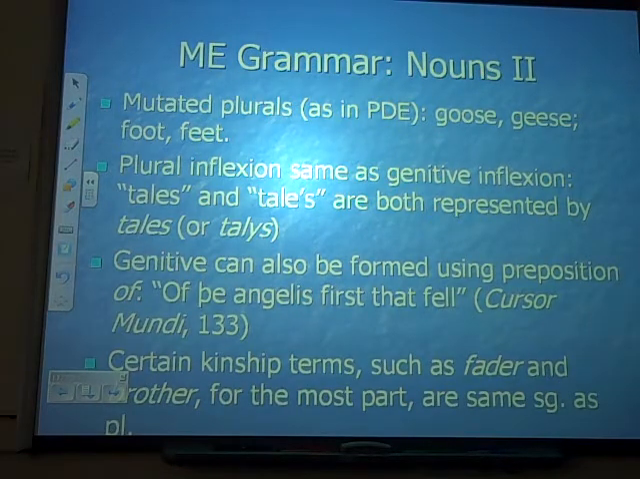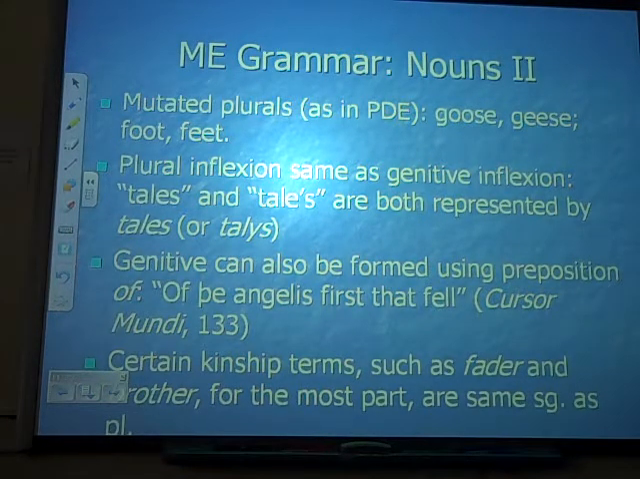You can have mutated plurals, which we still have. Goose becomes geese, foot becomes feet. And the plural inflection, which can cause some confusion, is usually the same as the genitive inflection. Again, context will let you know what is happening. So, tails and tail's possessive are both represented by talis.